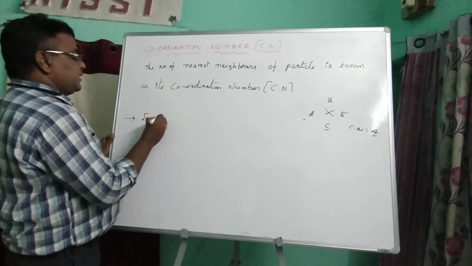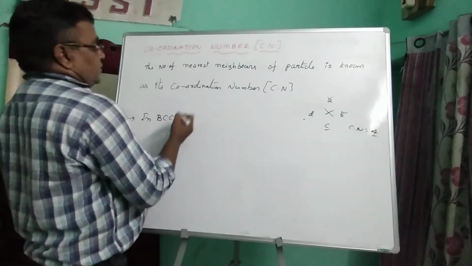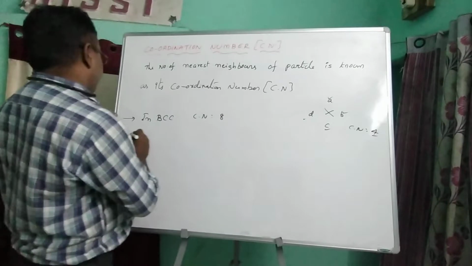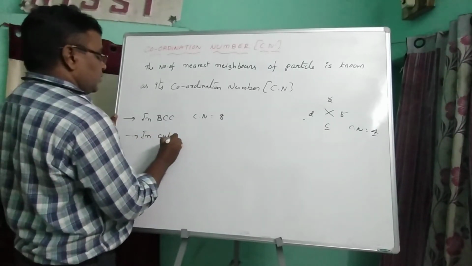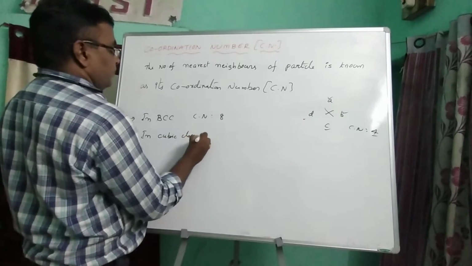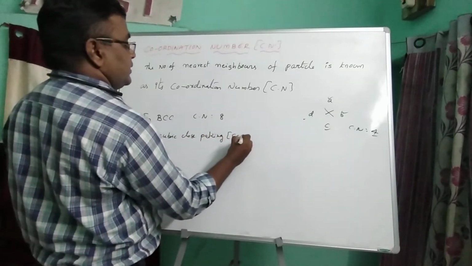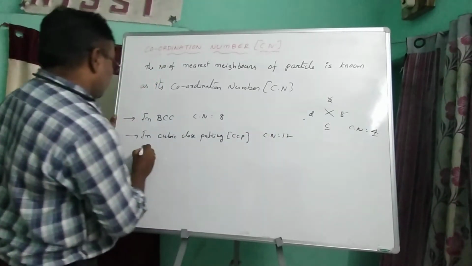In BCC, the body centered crystal unit, the coordination number is 8. In cubic close packing, that is CCP, the coordination number is 12.